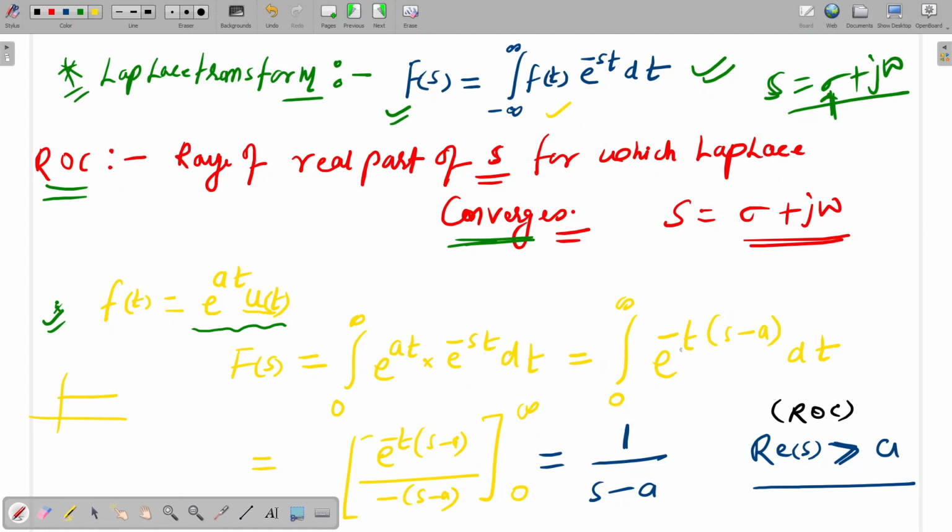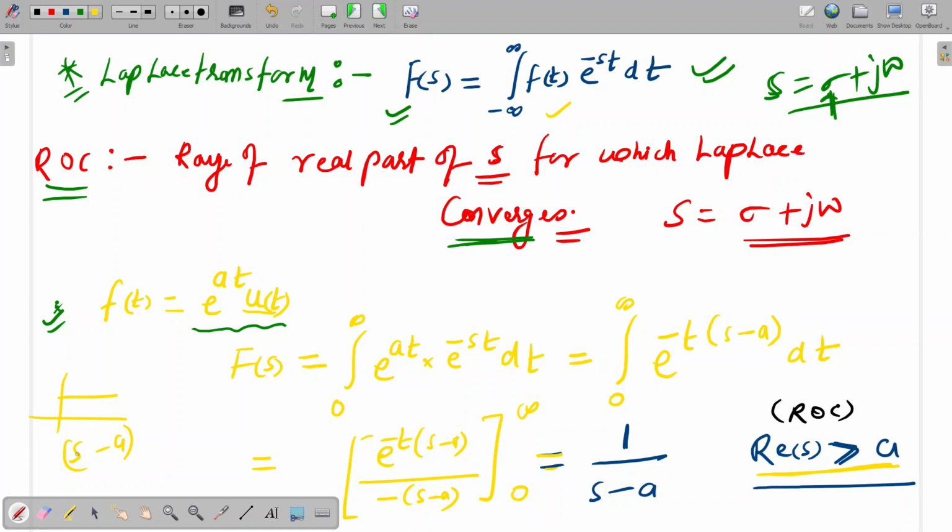Okay. Then further it will be e to the power minus t, then bracket s minus a dt. Now this integral will be e to the power minus t into s minus a divided by minus of s minus a, from 0 to infinity. So this value will be finite only when real of s will be greater than a. See here, s minus a is there. So s minus a should be positive, then only at infinity this value will become 0.